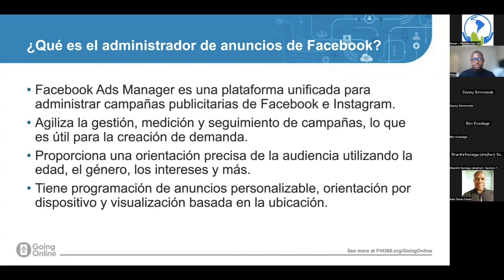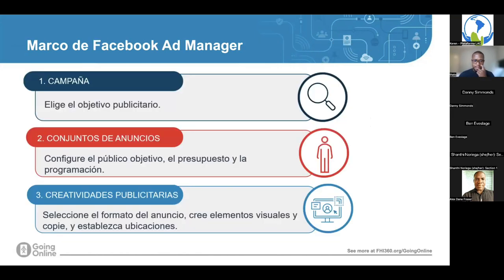As a platform, Facebook Ads Manager allows us to manage our entire campaign pipeline within Facebook Ads Manager. It provides precise audience targeting tools where you can create campaigns and target audiences based on age, gender, and interests. It also has customizable features where you can choose the time when your ads are running, you can choose the devices that your ads run on, and so on and so forth. Next slide, please.